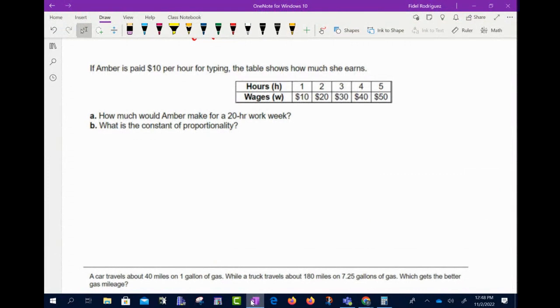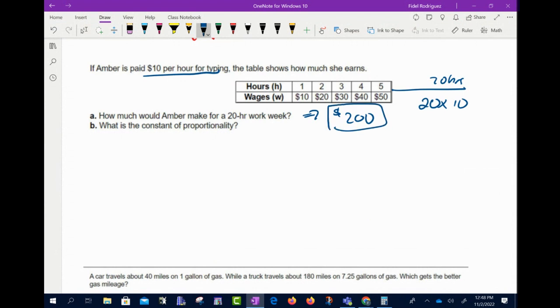Okay, so look, y'all, this problem is pretty straightforward. They tell me she gets paid $10 an hour. So if she works 1 hour, she gets paid $10, 2 hours, $20, 3 hours, $30, 4 hours, $40, and so on and so forth. So if she were to work a total of 20 hours, wouldn't we just take 20 times 10? So Amber would make $200, right? Now when they ask me, what is the constant of proportionality? The constant of proportionality, y'all, is just her rate. How much is she getting paid?